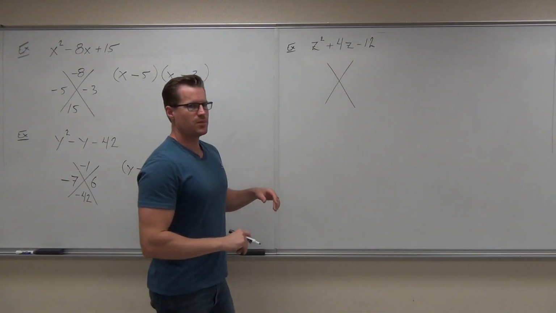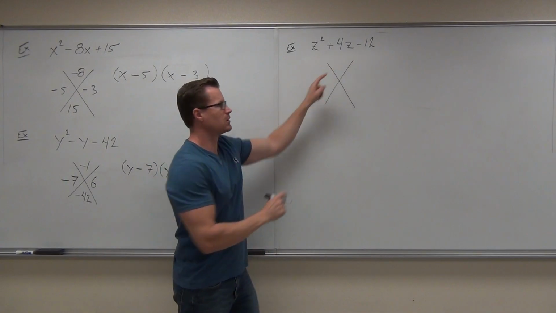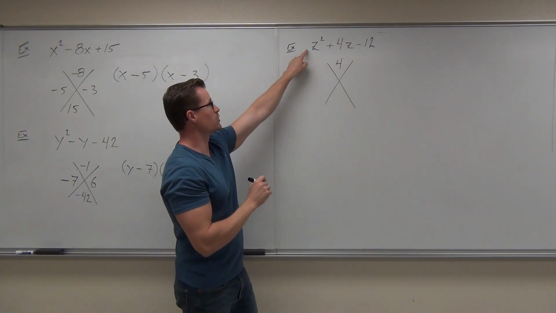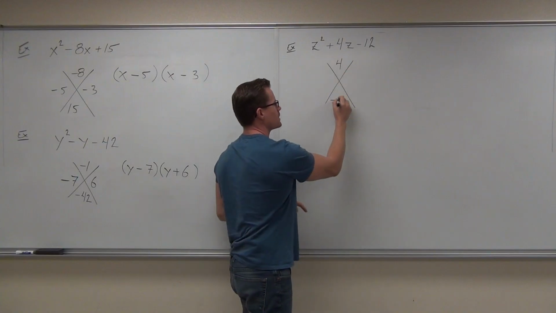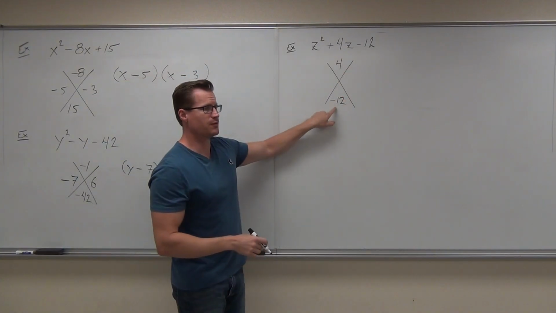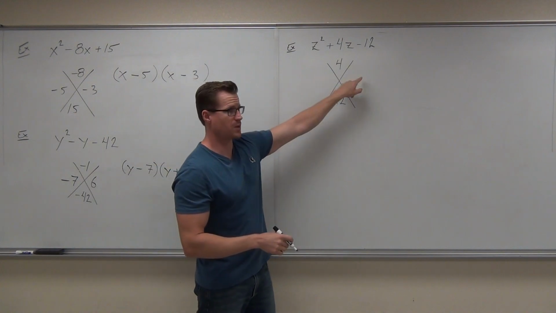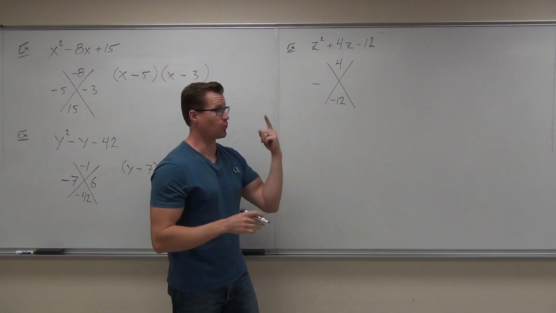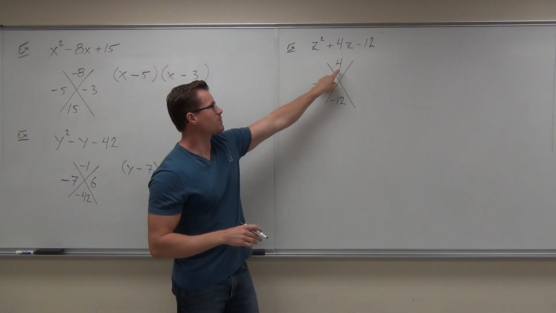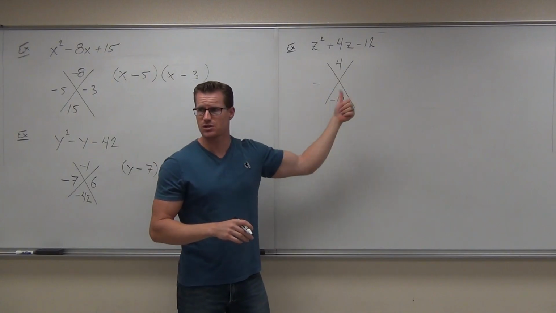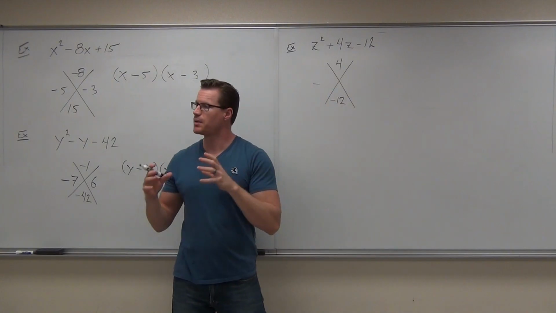Okay, everybody, what goes here? 4. What goes here? -12. Good. We multiply 1 times -12, we get -12. And then you're going to think of some numbers. Now, that sign's negative. It means one of these is negative, one of these is positive, because we're multiplying to a negative number. Doesn't matter where you put that negative, as long as you just have one negative and one positive. That number's positive. It means we're adding and getting a positive number. It means out of these two numbers, the bigger one, absolute value-wise, is the positive one.